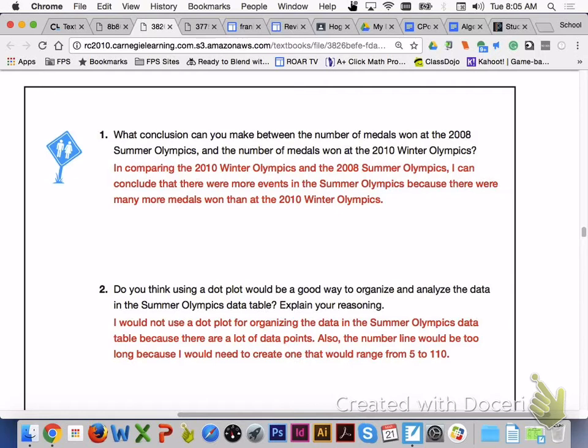For number 1, in comparing the 2010 Winter Olympics and the 2008 Summer Olympics, you can conclude that there were more events in the Summer Olympics because there were many more medals won than at the 2010 Winter Olympics. Number 2, you would not use a dot plot for organizing the data in the Summer Olympics table because there are a lot of data points. Also, the number line would be too long because you would need to create one that would range from 5 all the way to 110.